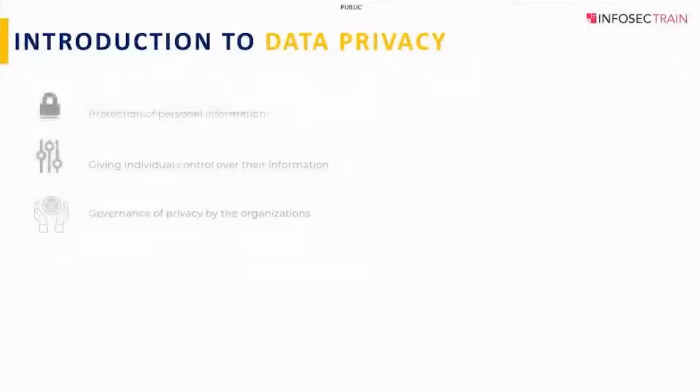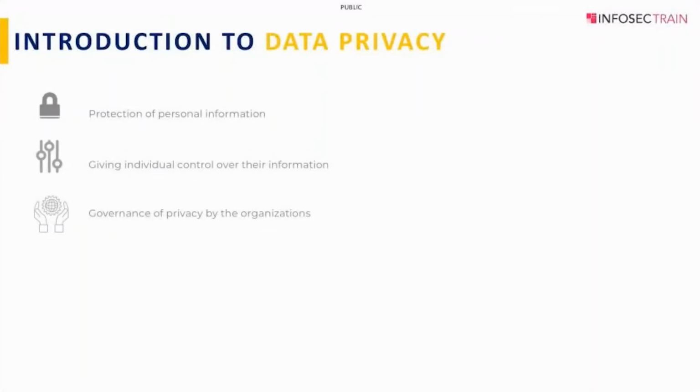So what is data privacy? Data privacy is basically protection of personal information. When I say protection, it is not only the organization's responsibility. Users also play a part in it, like how to give consent to my data, how I share my data online, and all those things.